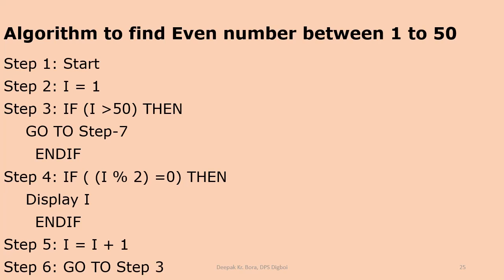Here step number 5 is a very important one, where we are changing the value of I and making the condition I greater than 50 eventually true. If we skip this particular step, then this algorithm will run forever. I hope you have understood the use of the goto statement, and later on we can also see how to rewrite this with the help of while or for.